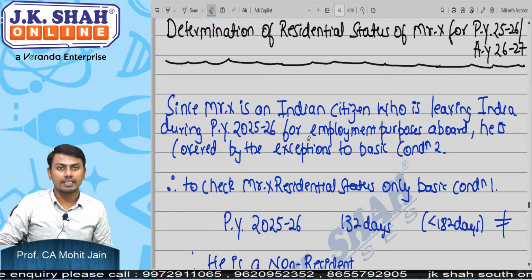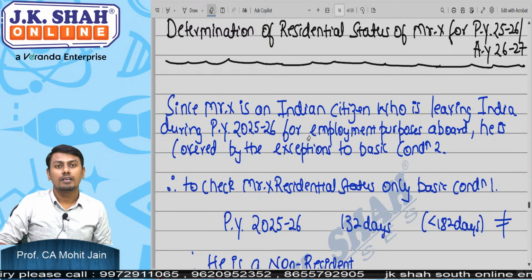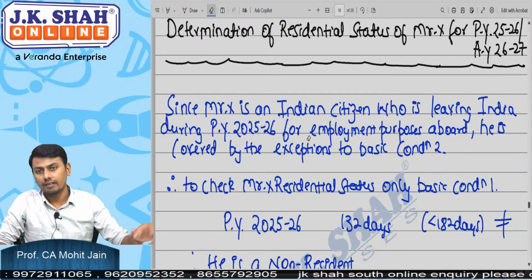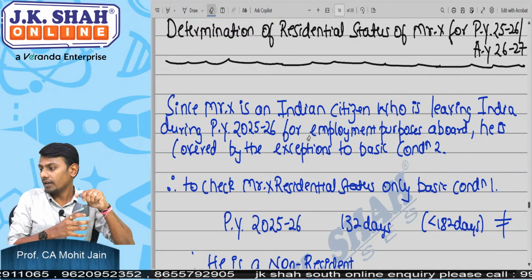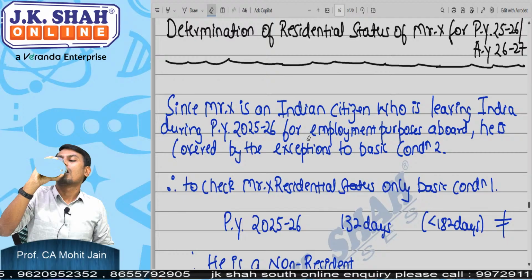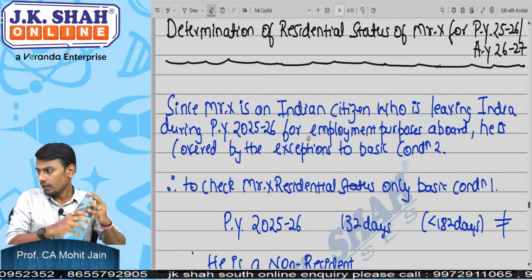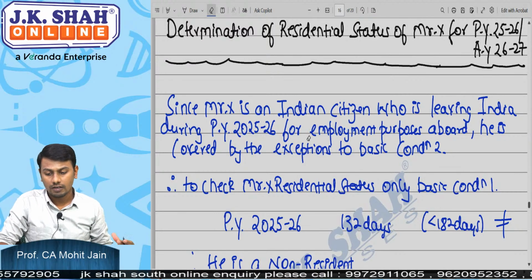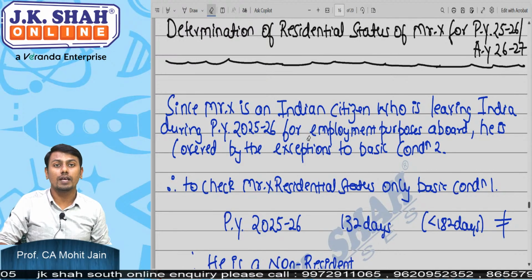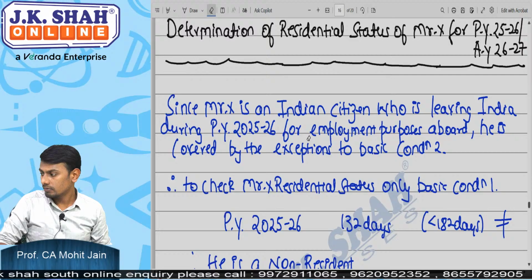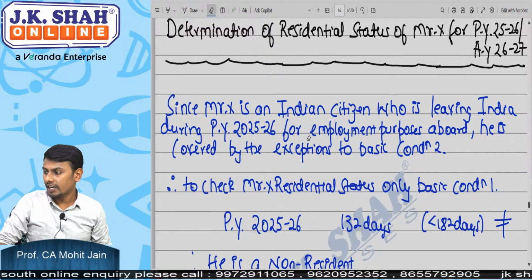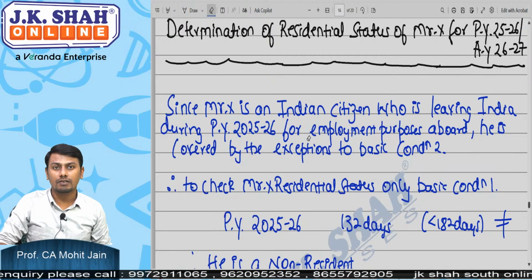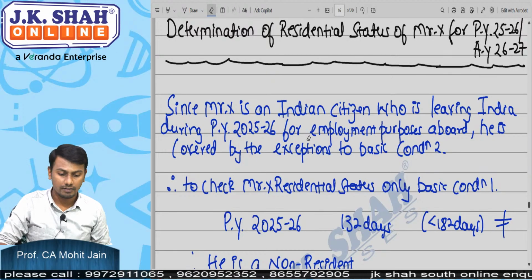Since Mr. X is an Indian citizen who is leaving India during 25-26 for employment purpose abroad, he is covered by the exception to basic condition number 2. That is, to check his residential status, only basic condition number 1 shall apply.